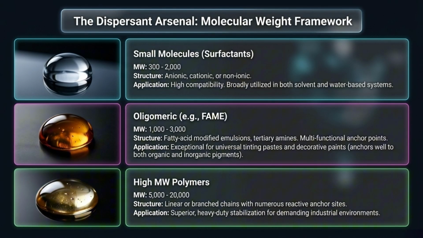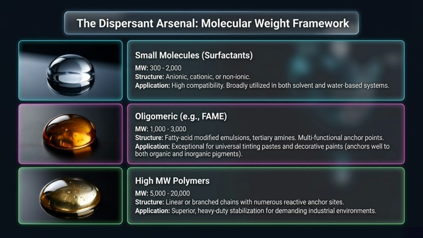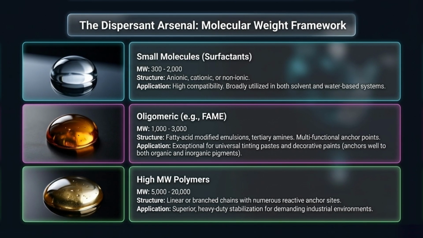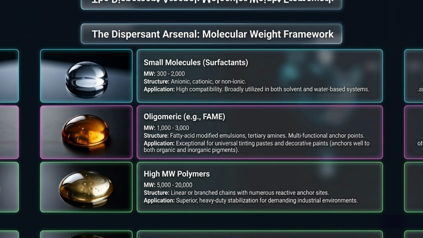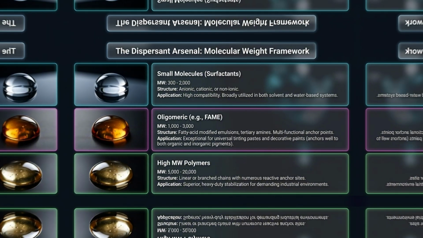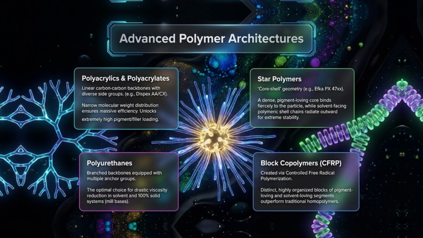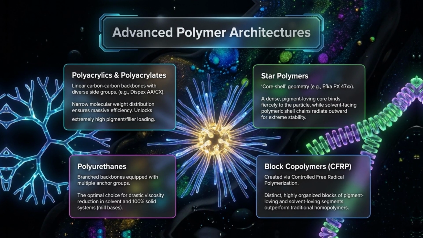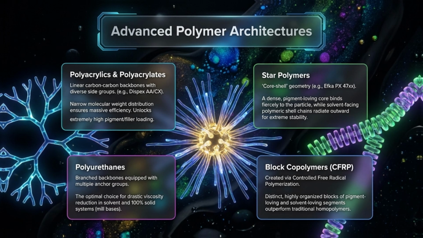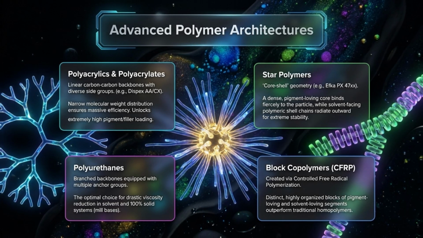High MW polymers, MW from 5000 to 20,000, linear or branched chains with numerous reactive anchor sites that deliver superior, heavy-duty stabilization for demanding industrial environments. Advanced polymer architectures. Advanced dispersant architectures come in four specialized designs. Polyacrylics: linear backbones that unlock extremely high pigment loading with narrow molecular weight distribution.